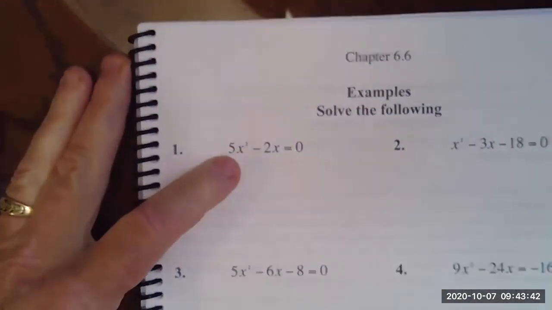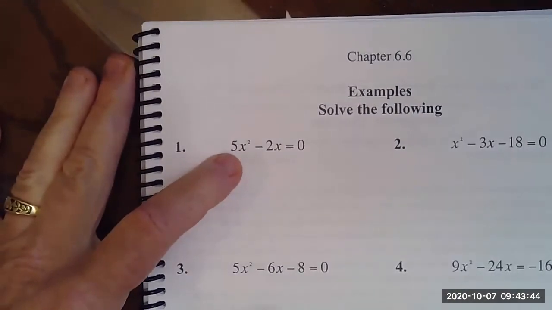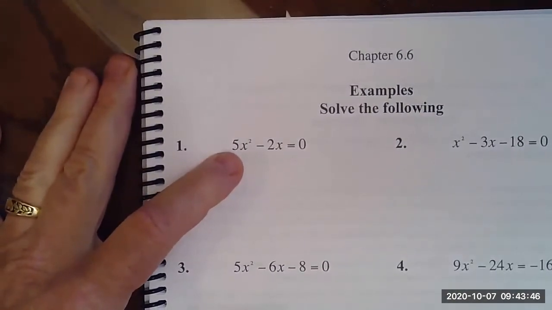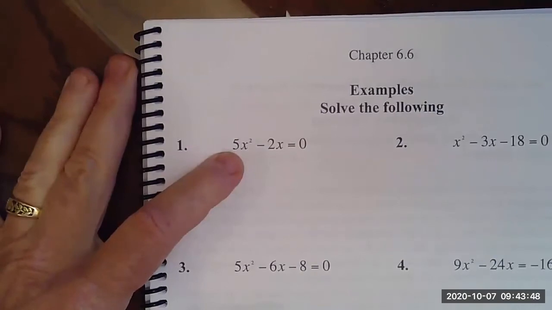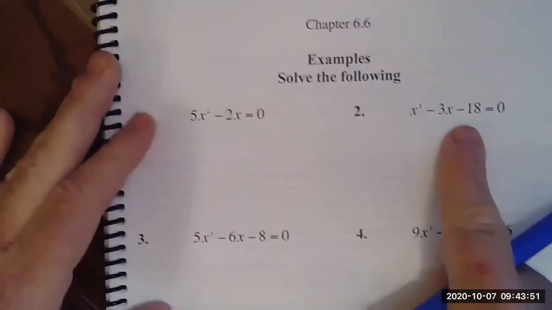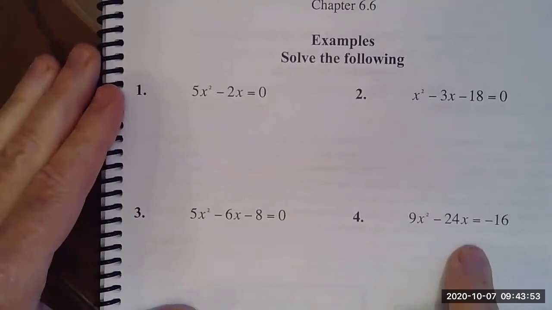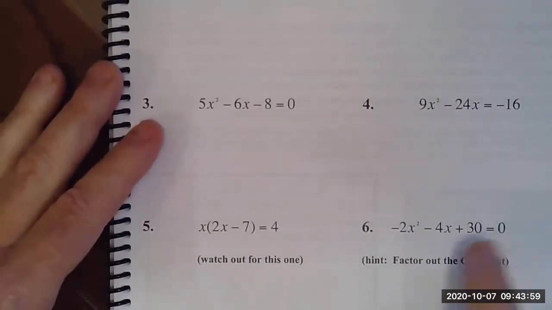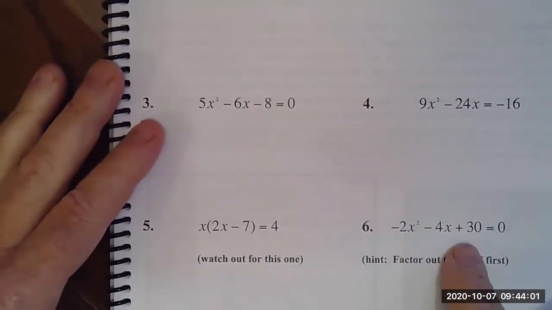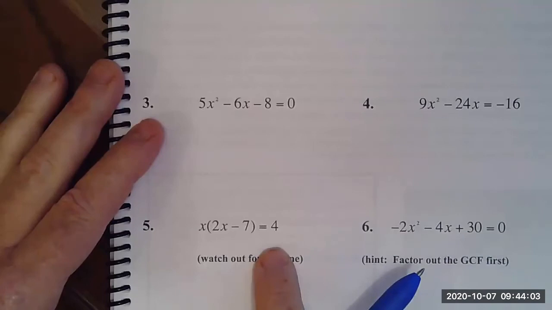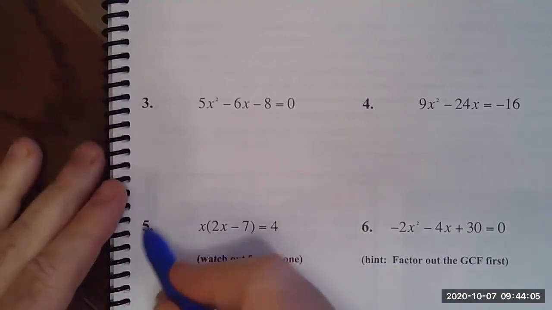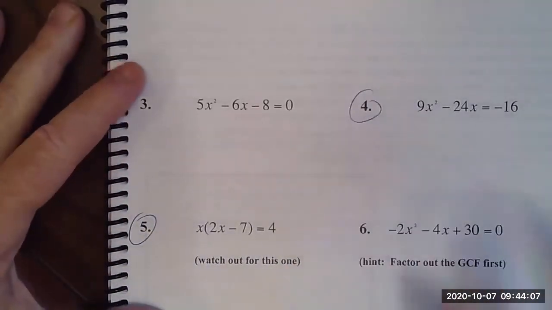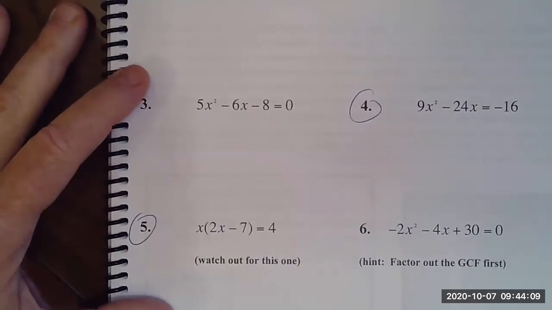Okay, so here we go. Is this set up properly? What I mean is, is it set equal to 0? How about that one? This one has a little extra step you're going to have to do. How about that one? So 5 and 4 have a little extra work before you get started on the factoring.